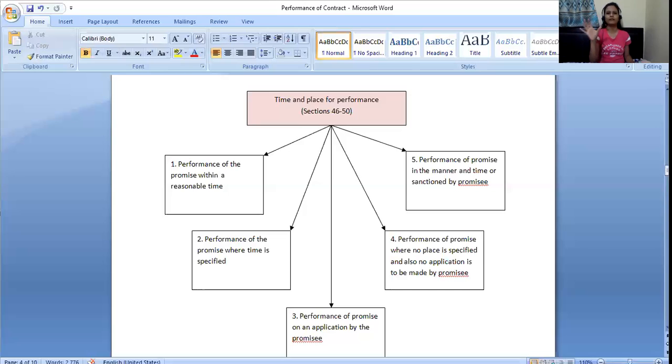So a time frame has not been specified within which it should be done. Then what happens? It should be done within a reasonable time. That means maybe within 15 days, within 14 days maximum you should supply them, right? What is reasonable time? Within that only you should perform it. Now again, what is reasonable time? We do not have one single rule for that, right? It would depend on the situation, the facts of the case, what is reasonable for what kind of situation.